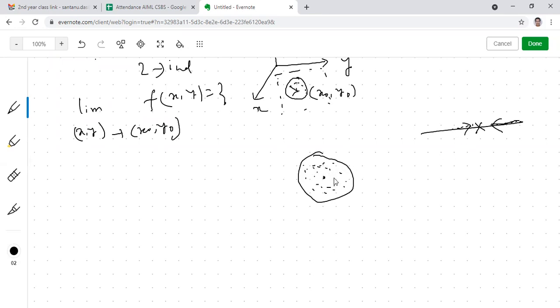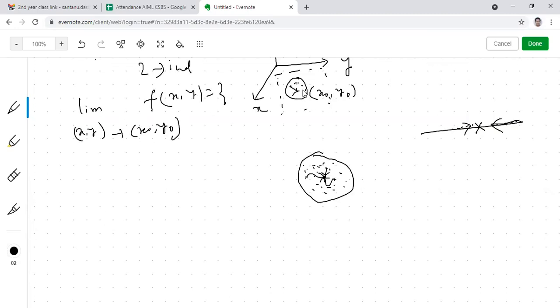In fact, there will be infinite directions, because from this point I could approach by this direction, from this point by this direction, and from this point by this direction. So there are an infinite number of directions that we could approach the point (x0, y0) from the nearer points in that neighborhood. Is that clear or not?